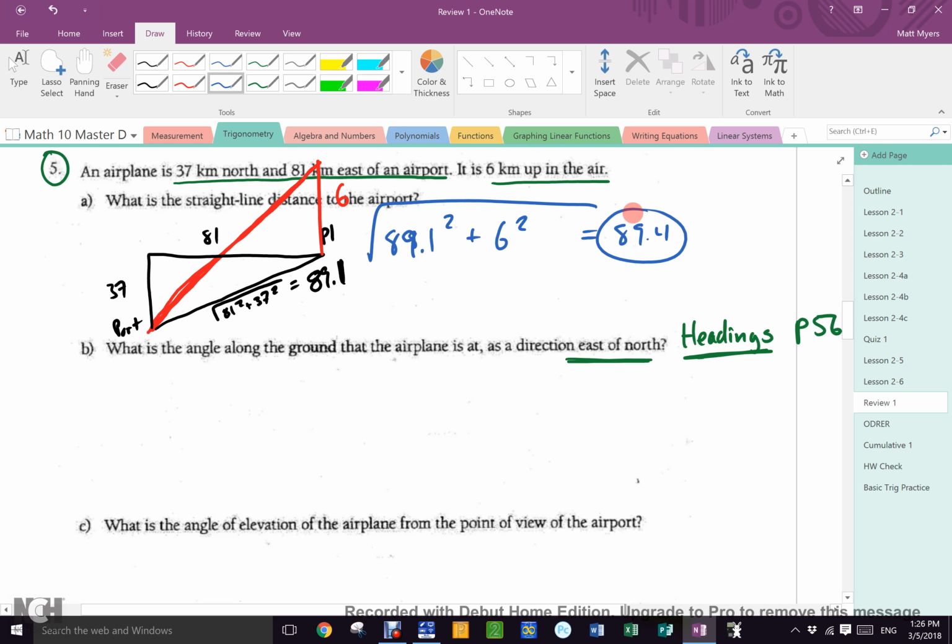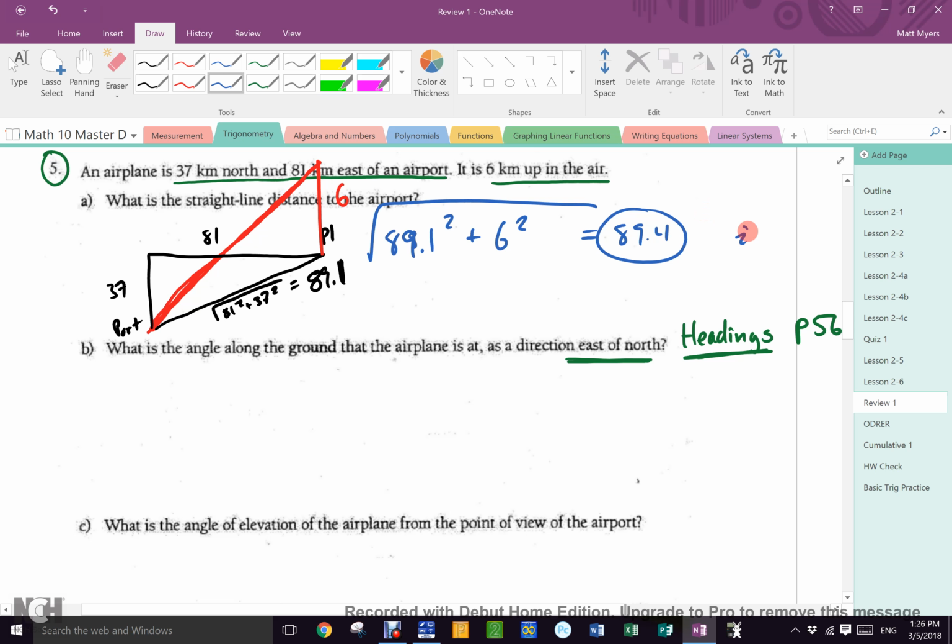Can I use a different way to do it? Like 81 squared plus 37 squared plus 6 squared, and square root it? Yeah, because I'm adding 81, 37, and 6, then square root. Did you get 89.4? I don't think that will give you 89.4. 89.3. Yeah, it rounds up. Yep, that's fine.